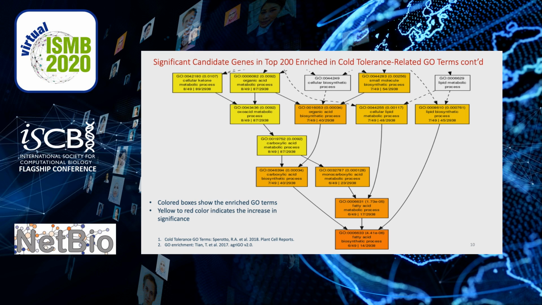This is GO term tree in parent-child tree format. Colored boxes show the enriched GO terms. Yellow to red color indicates the increase in significance. Significant candidate genes in the top 200 enriched in cold tolerance related GO terms. All these GO terms are listed in this previously published paper as rice cold tolerance related terms.